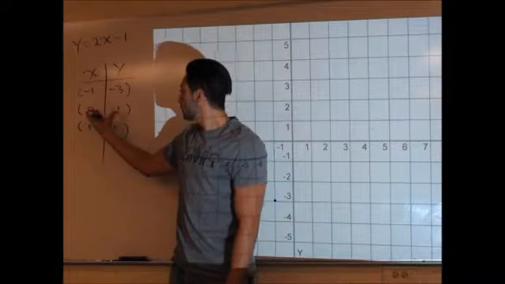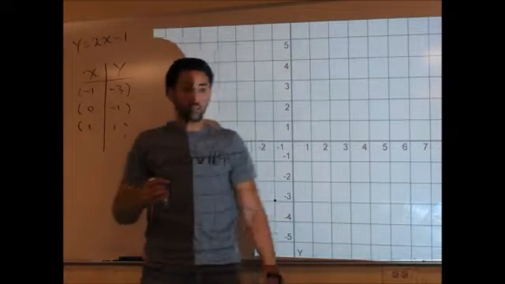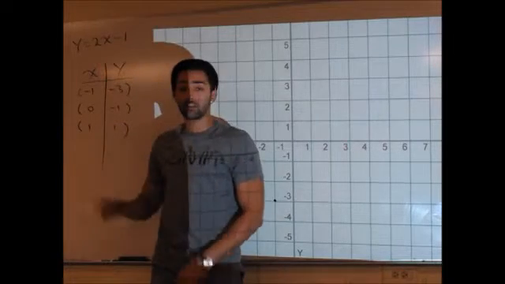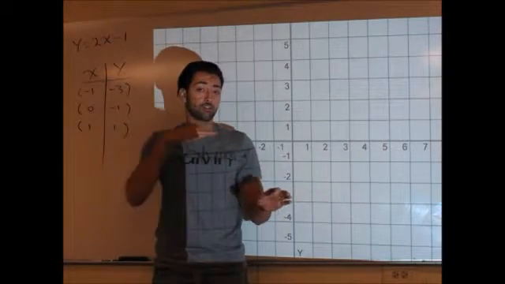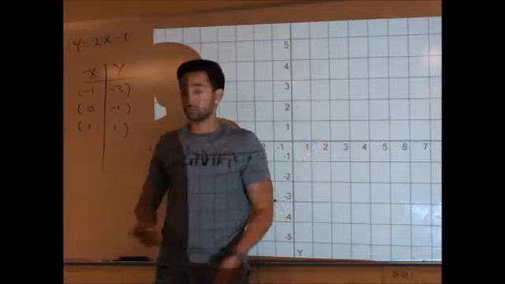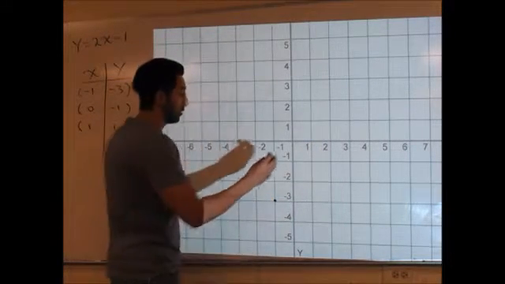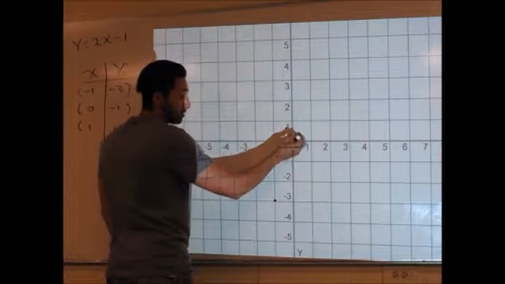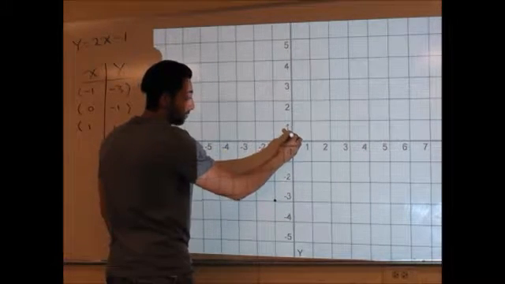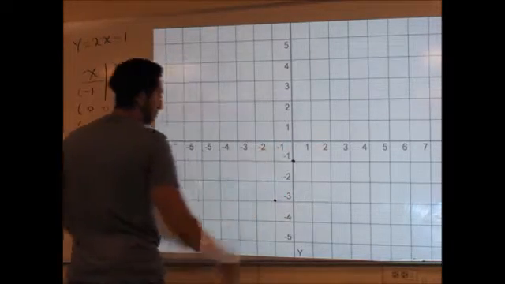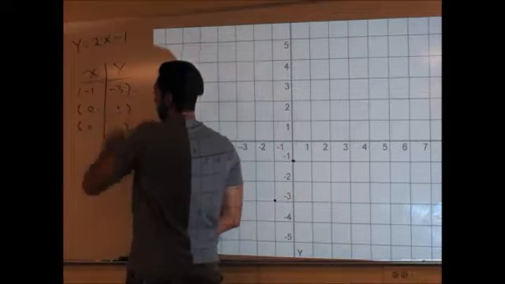Moving on, let's plot this point, 0, -1. Again, I'm going to start at the origin right here, but since it's 0 this time, I'm not going to move at all in any x direction, left or right. I'm just going to move 0 units. And from there, I'm going to move down 1 unit because it's a negative y value. So this point would represent this ordered pair here, 0, -1.